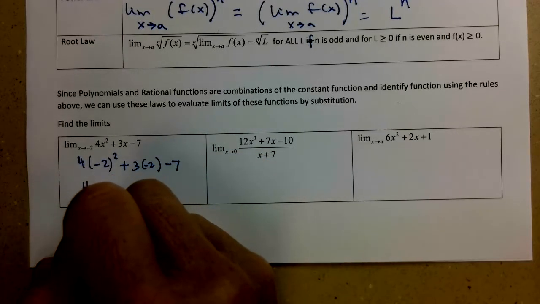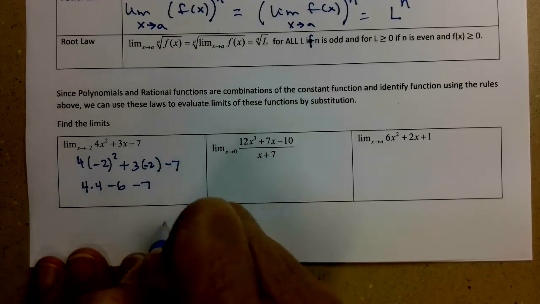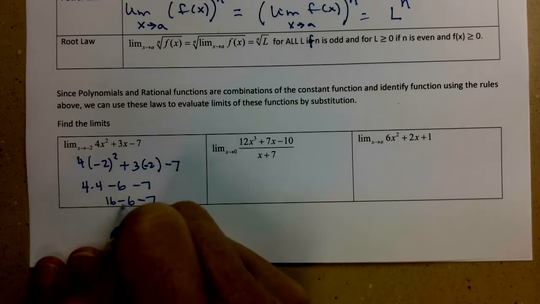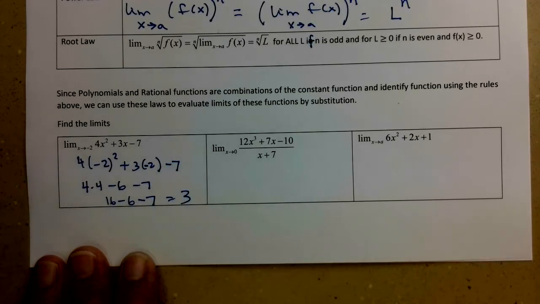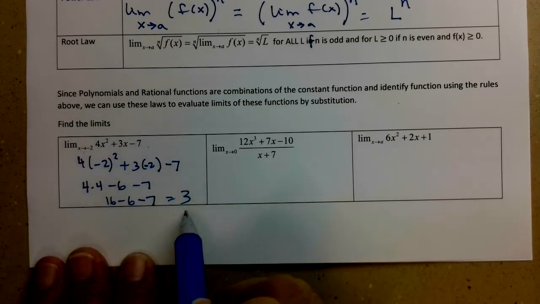So we're going to get 4 times 4 minus 6 minus 7, 16 minus 6. I don't know why I'm doing arithmetic in front of you. 10 minus 7 is 3. So the limit of this function as x gets close to -2 is 3.